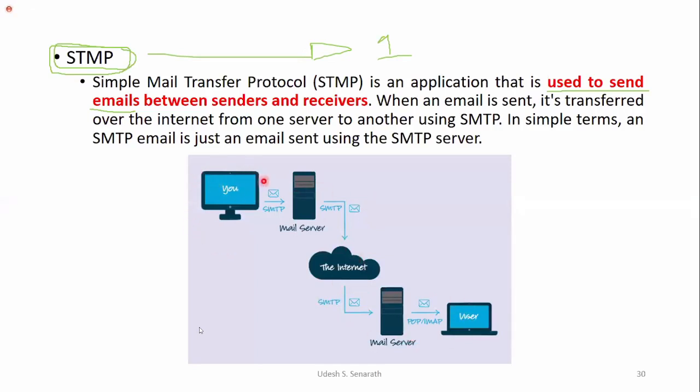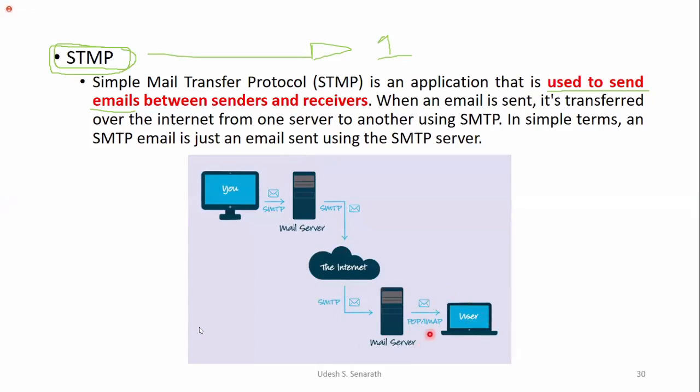What happens? You send your email to your email server, let's say Google. The Google server will use the SMTP protocol to send your email through the internet to another mail server, let's say Yahoo mail server. Your friend has a Yahoo email, so he has to download your email and read it.